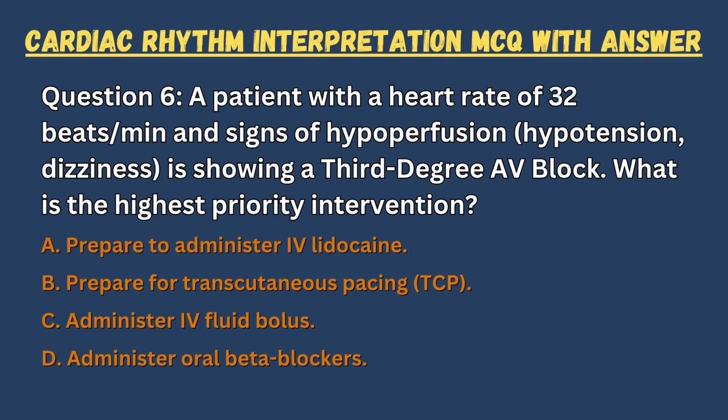Question 6. A patient with a heart rate of 32 beats per minute and signs of hypoperfusion, hypotension, dizziness is showing a third-degree AV block. What is the highest priority intervention?